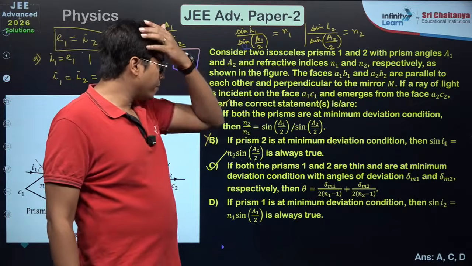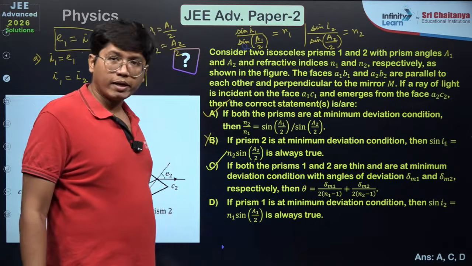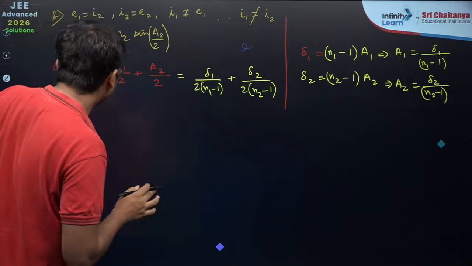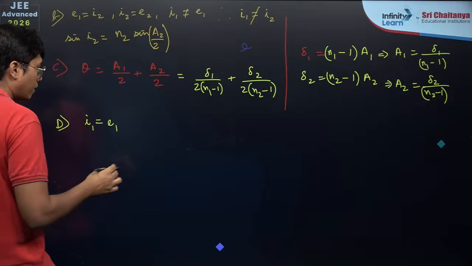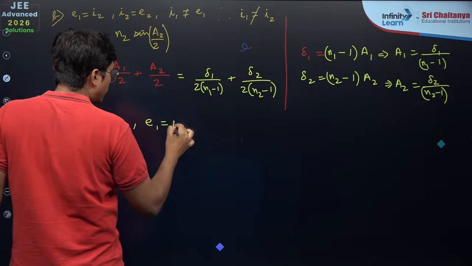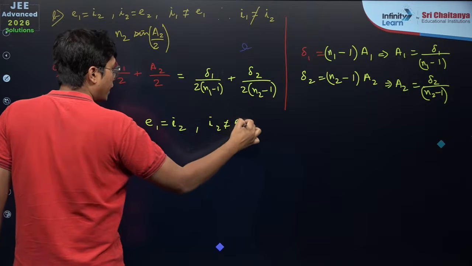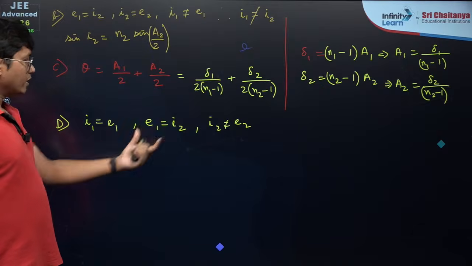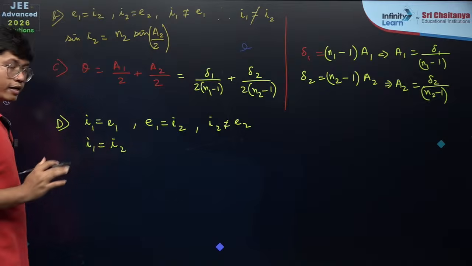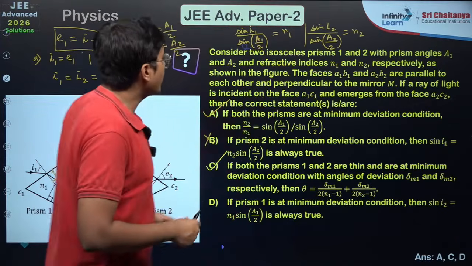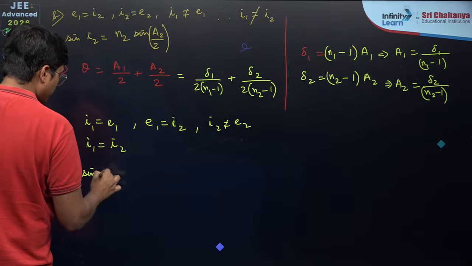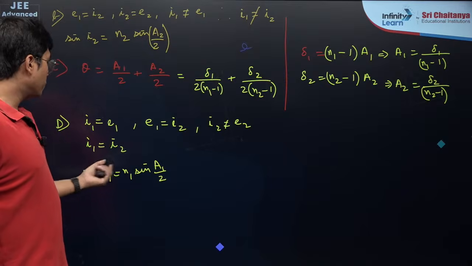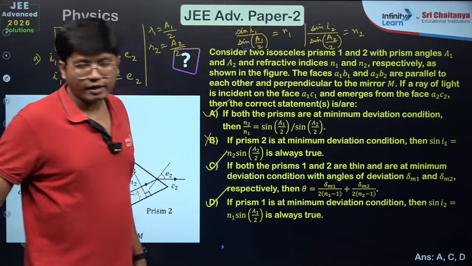Lastly, we look at option D. If prism 1 is at minimum deviation, then sine of I2 is N1 sine of A1 by 2. Now, if prism 1 is at minimum deviation, that means I1 is equal to E1, right? E1 is still equal to I2, but I2 is not equal to E2 because prism 2 is not at minimum deviation. This will have no impact in this because I1 is equal to E1 and E1 is equal to I2. That means I1 is equal to I2. We got that down. Look at this equation, that will hold true always. So sine I1 is equal to N1 sine of A1 by 2. Now, if I1 is equal to I2, just swap out I1 for I2 and you will arrive at option D. That is correct. That is always true.